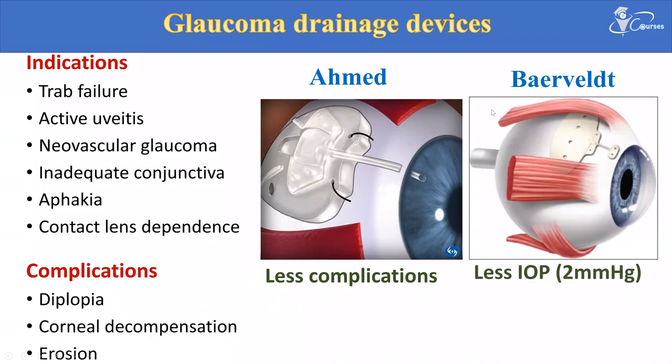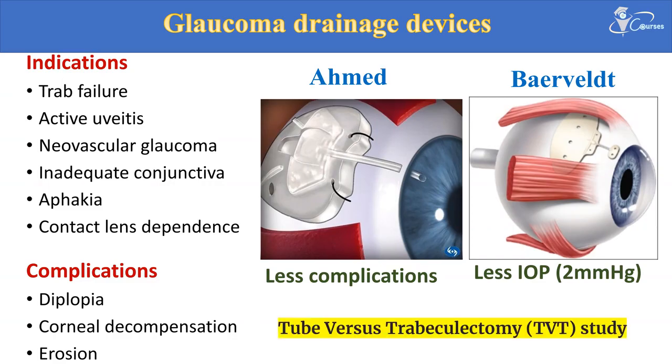However, there is another kind of valve called the Baerveldt valve, and this valve is more successful. It shows more IOP reduction. And this is the result of the tube versus trabeculectomy, or TVT, study. So the Baerveldt has higher success while Ahmed has higher safety. Or Ahmed has fewer complications, but Baerveldt gives lower IOP.